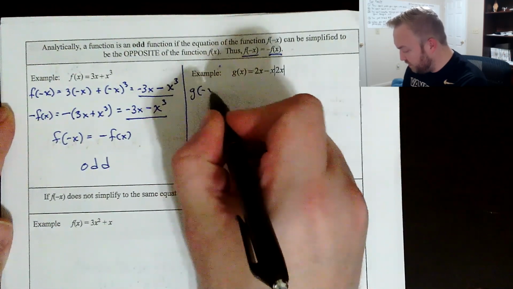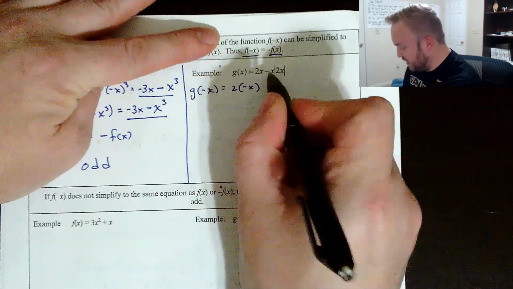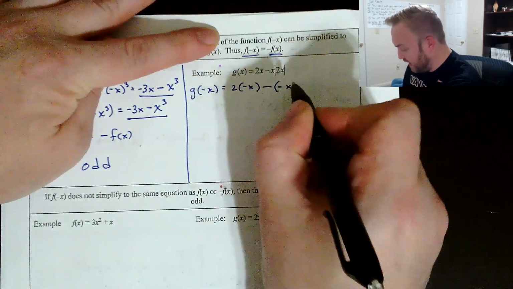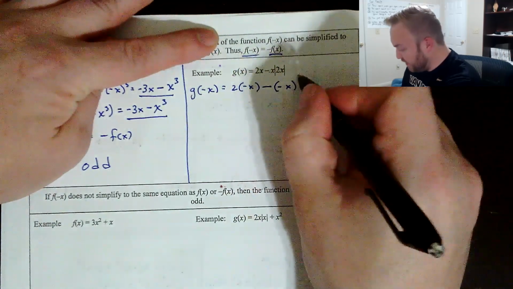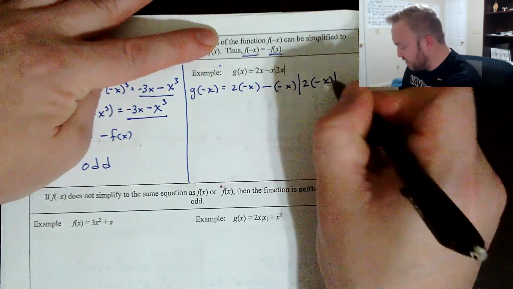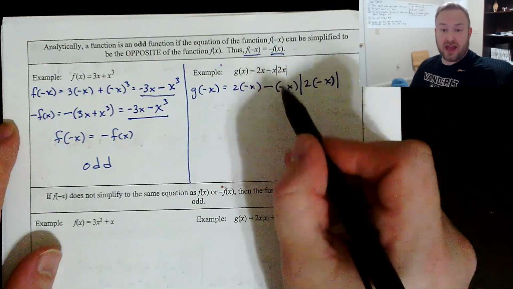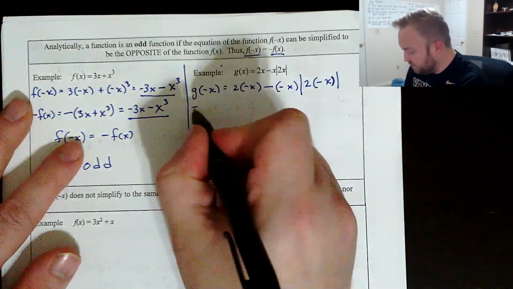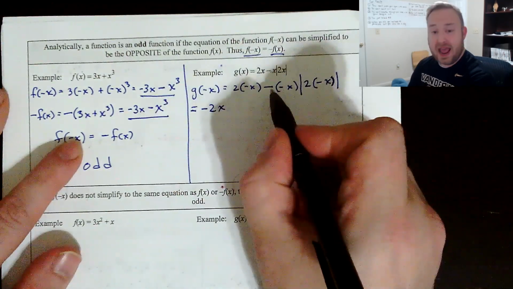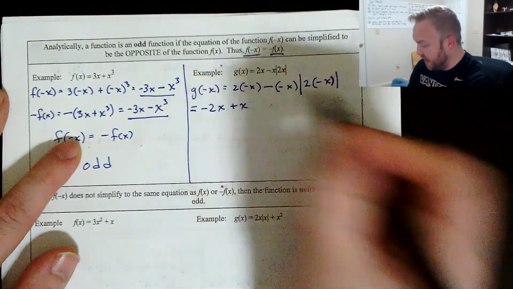So let's find g of minus x. So I'll do 2 times negative x minus, and then this x becomes a negative x. And then I've got an absolute value of 2 times negative x. Okay, so I'll still have that subtraction there, and then that x becomes negative x. Let's simplify this a little bit. 2 times negative x is negative 2x, and now subtract a negative x, and it'll be a positive x.